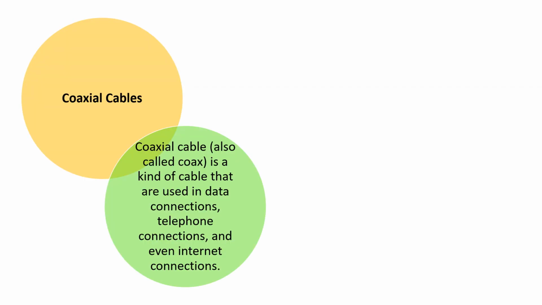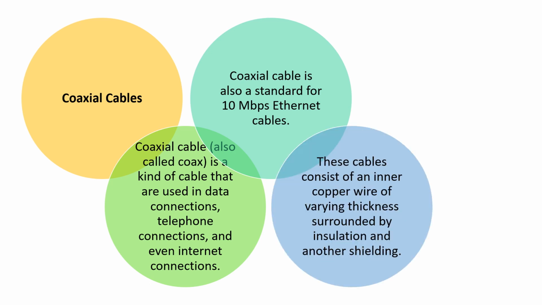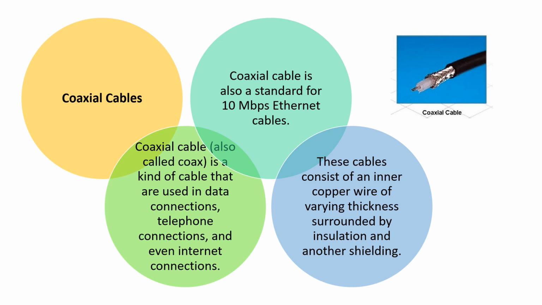First is the coaxial cable. This coaxial cable is also called coax, and this kind of cable is used in data connections, telephone connections, and even internet connections. This is a standard for a 10 Mbps Ethernet cable. Then these cables consist of an inner copper wire of varying thickness surrounded by insulation and other shielding. And this is a coaxial cable.